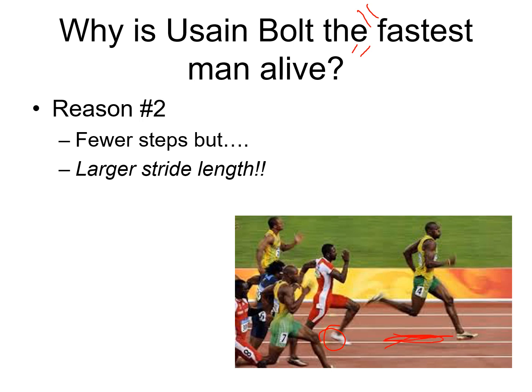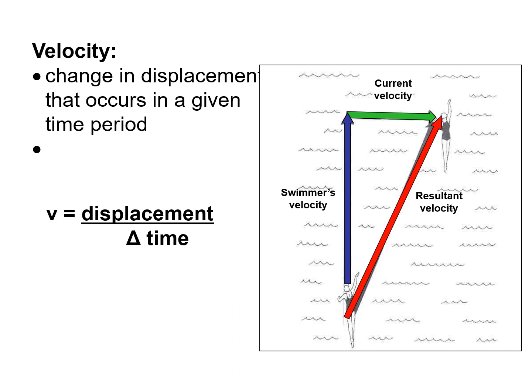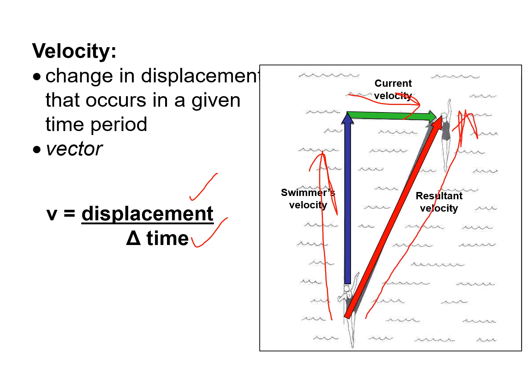So this leads us to a small discussion on velocity. Remember that velocity is a change in displacement that occurs in a given time period, and it is a vector. It has displacement over time, and it has a magnitude and direction. So when we look at this picture, we see a change in velocity. Let's say the swimmer is moving across the river like this, and then we have our current velocity here. This would be the resultant velocity of that swimmer.